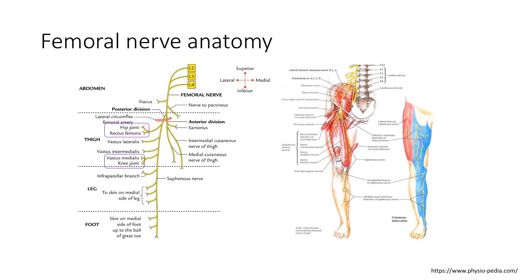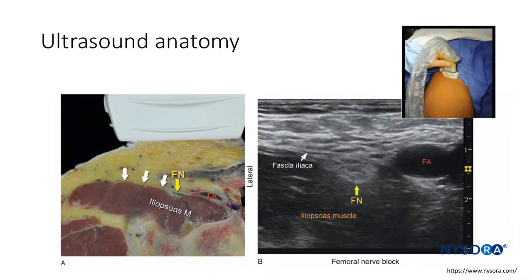The femoral nerve also innervates the hip and knee joints. The hip joint is innervated off the nerve to the rectus femoris, whereas the knee joint is innervated by the nerves to the vastus, particularly the vastus medialis. For ultrasound visualization of the femoral nerve, the transducer is placed in the femoral crease along the inguinal ligament. The nerve appears lateral to the femoral artery below the fascia lata and fascia iliaca. The nerve lies above the iliopsoas muscle.